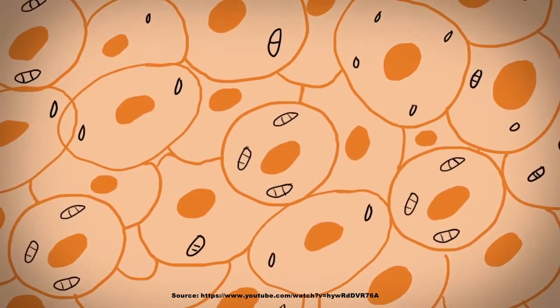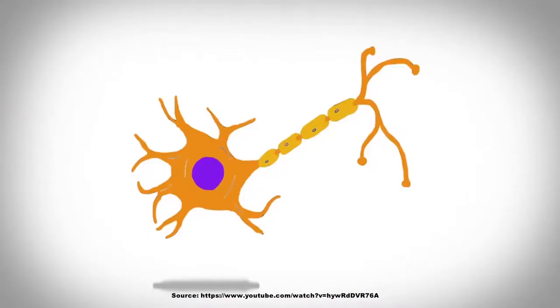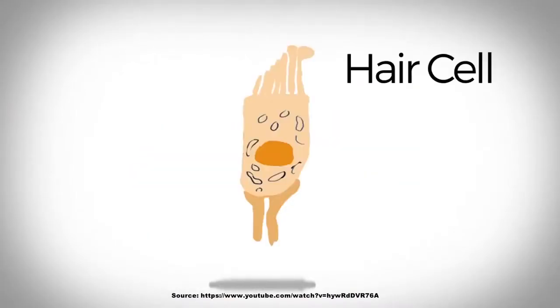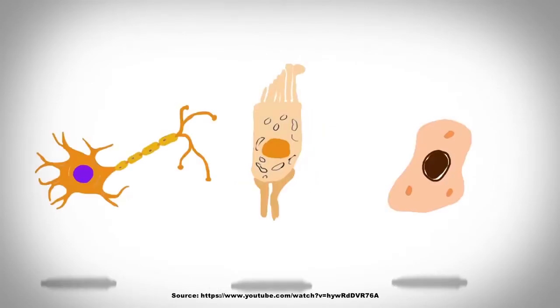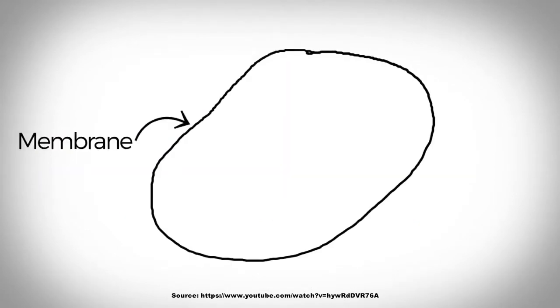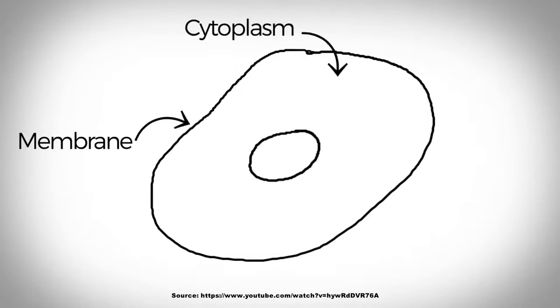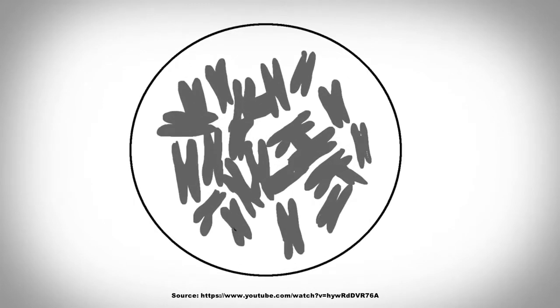These instructions are in your cells, and all living organisms are composed of cells. There are many different types, like nerve cells and hair cells and skin cells. They all have different shapes and forms, but every cell has the same basic parts. The cell has an outer border called the membrane, which contains a liquid material called cytoplasm. In the cytoplasm is the nucleus, and inside the nucleus are chromosomes.